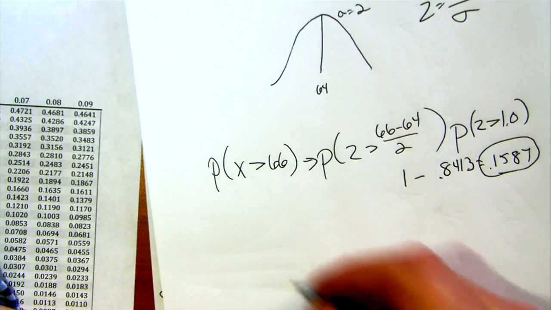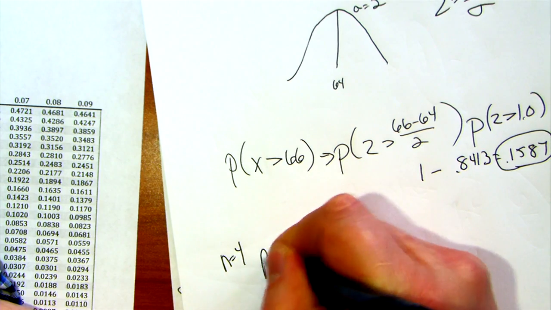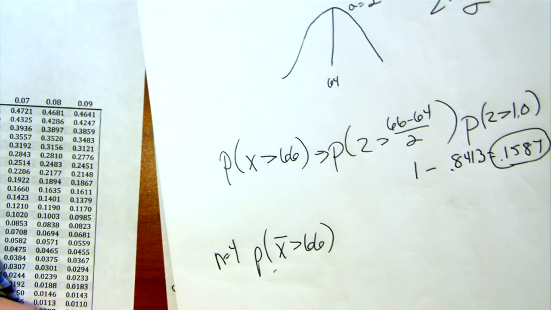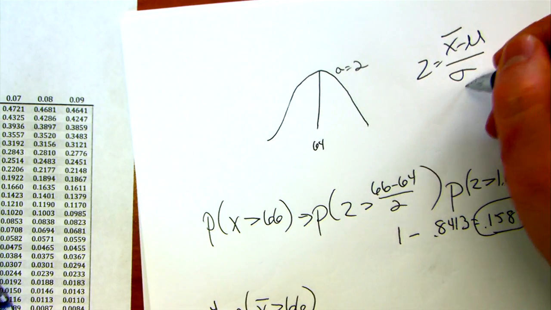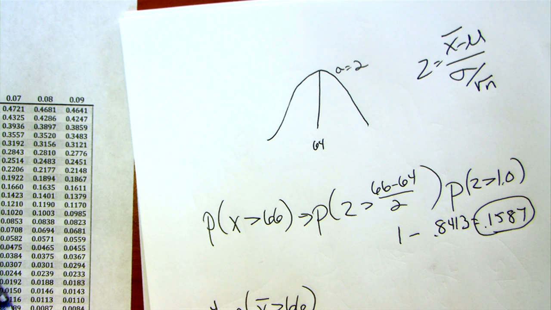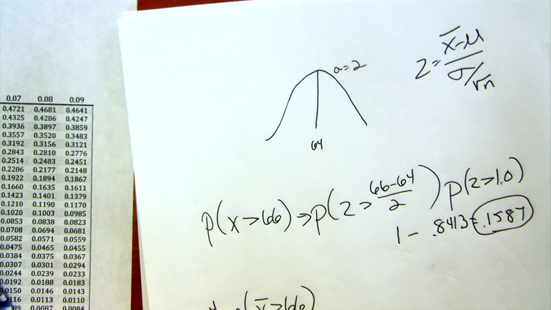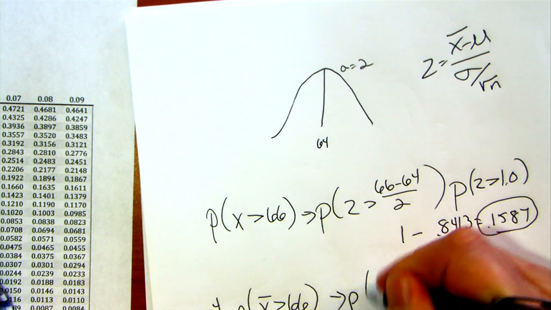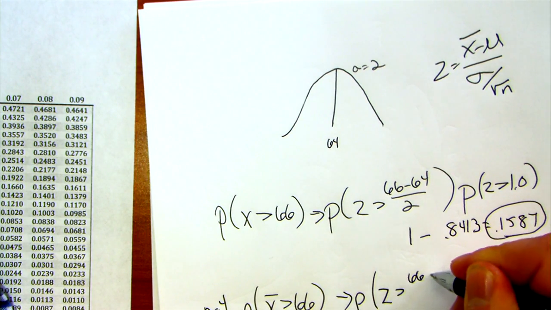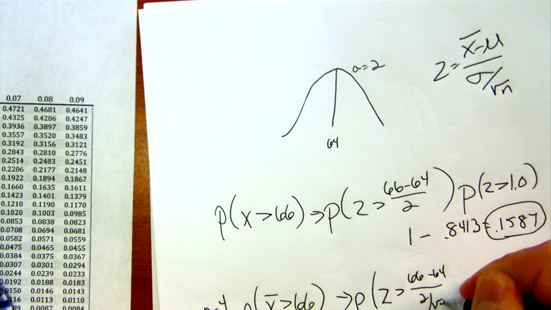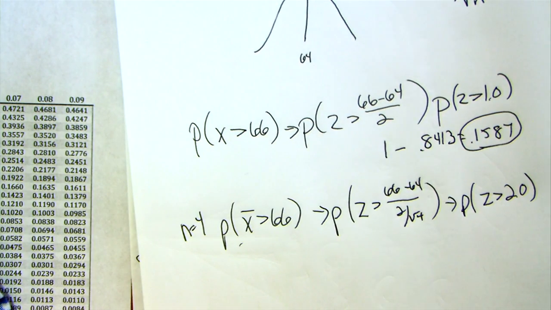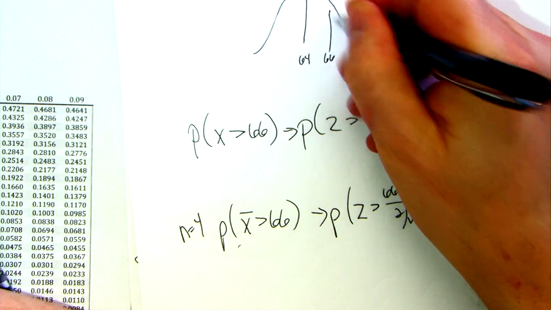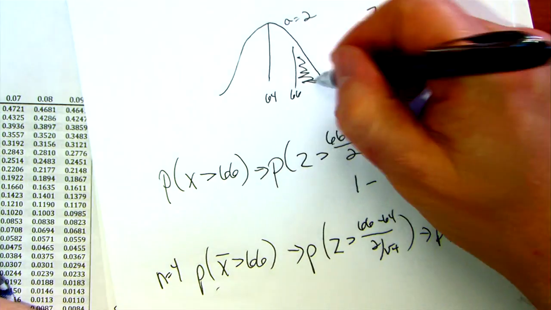Part B says, if I sample 4 women, what's the odds that their average height is greater than 66? So I'm not talking about x anymore, I'm talking about x bar. The formula to convert x bars to z's looks like this: x bar minus the mean, divided by the standard deviation divided by the square root of n. So 66 minus 64, over 2 over the square root of 4, gives me the probability z is greater than 2.0. This is part 1, and that's the odds, 15.87.